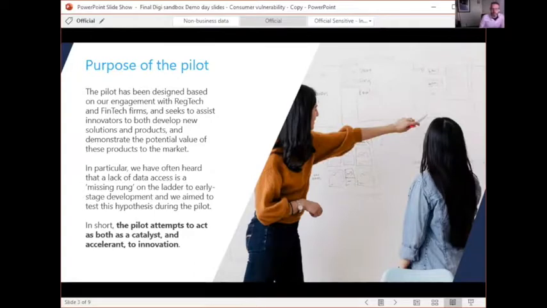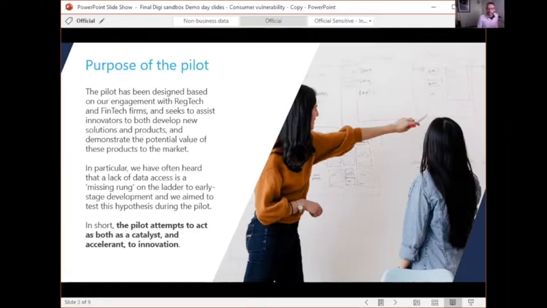So what is the Sandbox? The Digital Sandbox is the result of a partnership between the Financial Conduct Authority and the City of London Corporation, together with numerous financial services, technology and academic collaborators who have come together to try and create a new testing and development environment to support innovation in financial services.